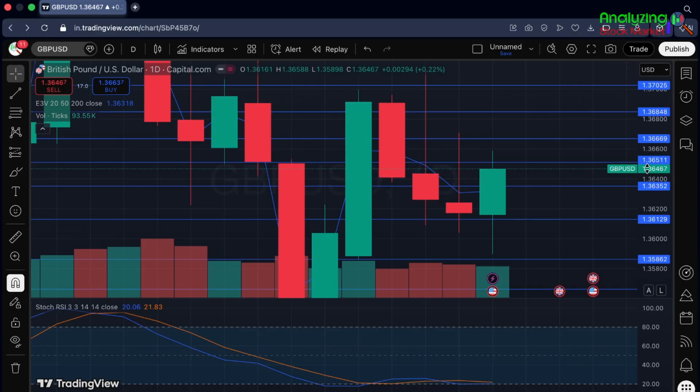So here, 1.36467 was the closing. The direct support is 1.36352 and the direct resistance is 1.36511. After the direct support, there is a support of 1.36129 and then 1.35862. After the direct resistance, there is a resistance of 1.36669 and then 1.36848. So these are the important support zones and resistance zones which will help you to take better stop loss and target levels according to your bias for this week.